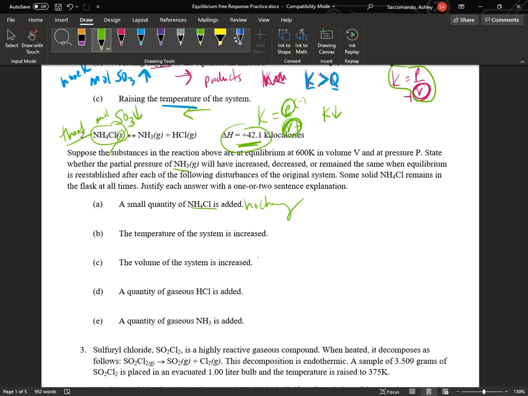Volume is increased, so that means pressure decreases. So this side, you would go to the one with more gas moles. And then adding in the two gases: if you add in this, it's going to shift that way. If you add in this, it's going to shift that way.